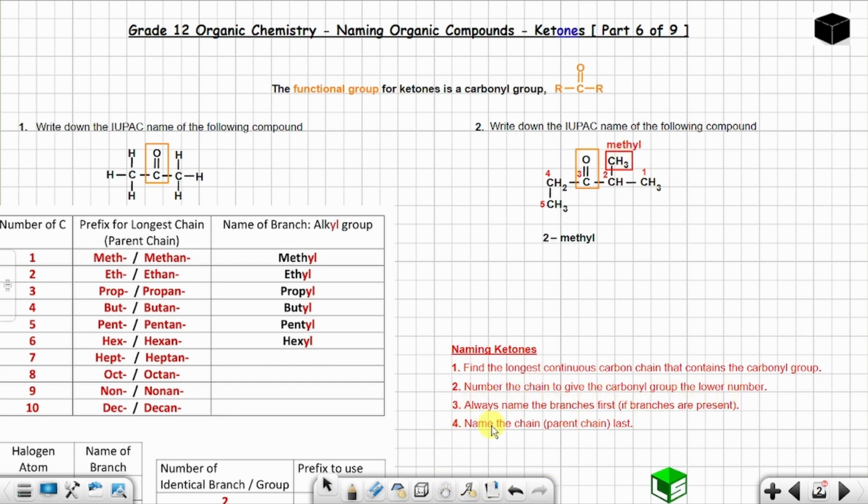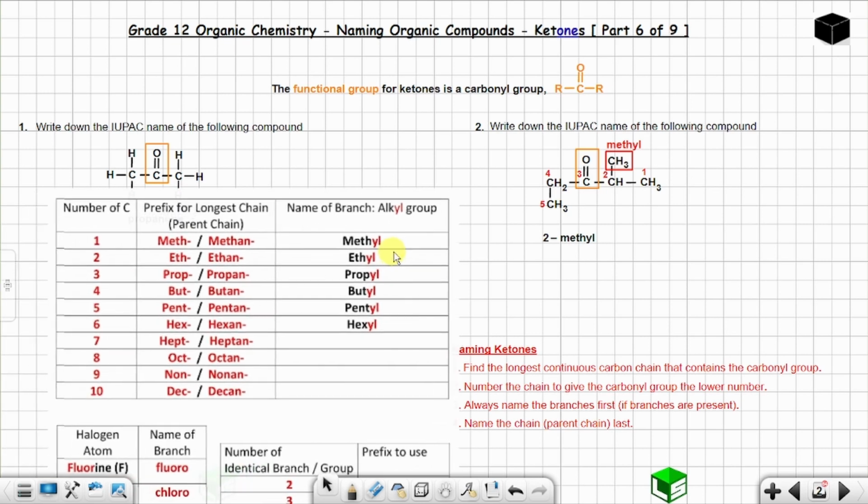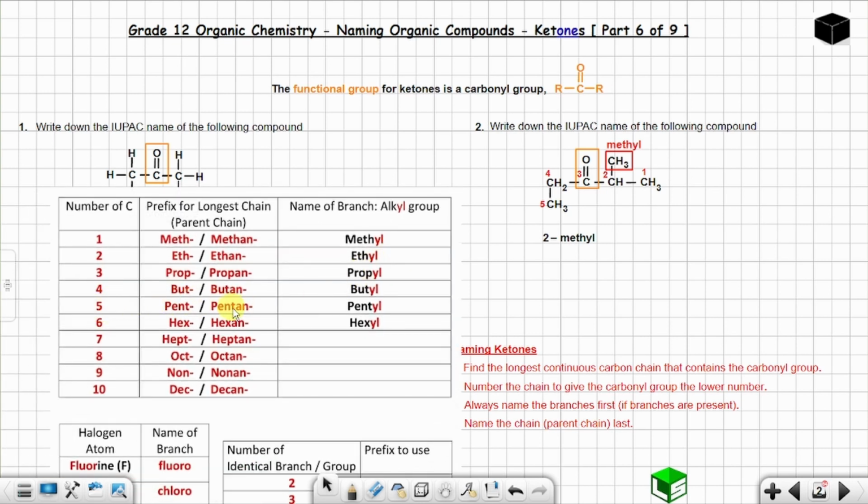Now you are going to name the parent chain. The parent chain is made up of 5 carbon atoms. Okay, so you are going to use the prefix pentan, and you have to locate your carbonyl group. Your carbonyl group is on carbon number 3. Okay, you're going to have 3 and you follow this with the suffix one. So the full name is 2-methylpentan-3-one.